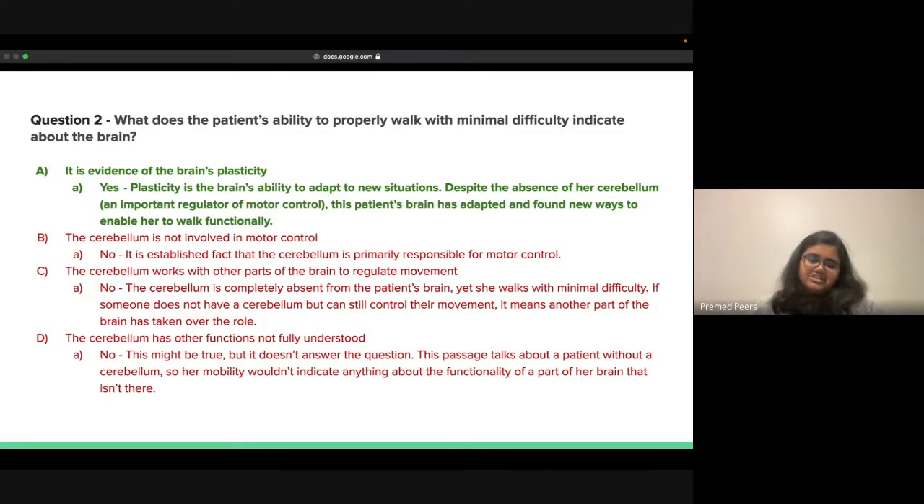It doesn't mean that they function interdependently. And then D, the cerebellum has other functions not fully understood. This might be true, but it doesn't really answer the question. The passage is talking about the patient without a cerebellum, so her mobility wouldn't indicate anything about the functionality of a part of her brain that's missing. So that's why A is the most correct answer.